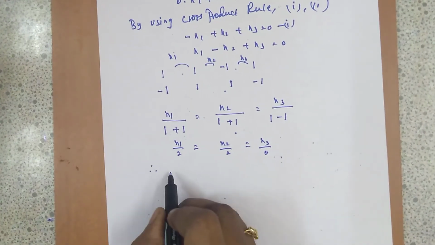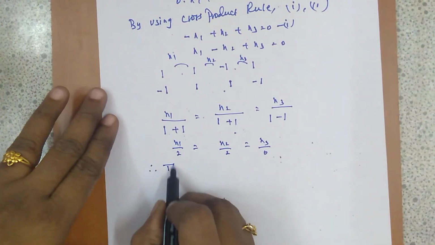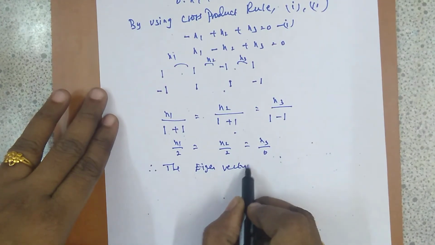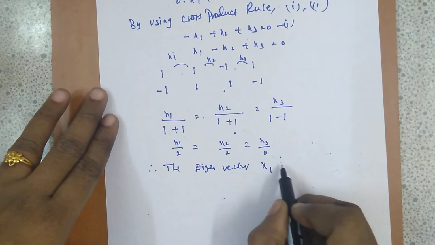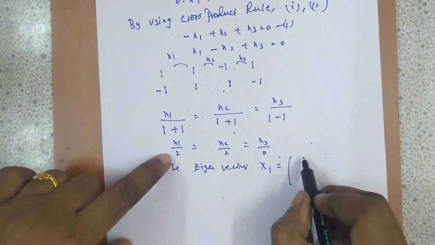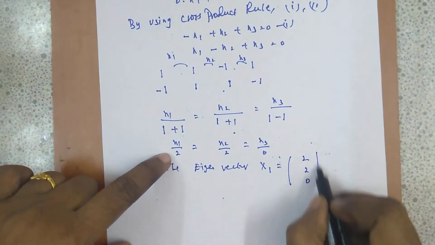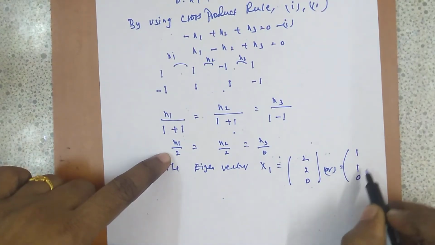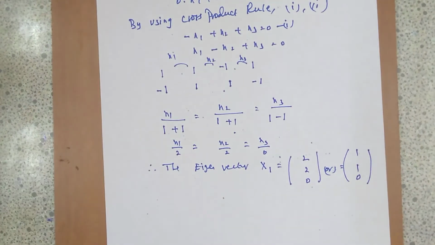Therefore the eigenvector capital X1 equal to, see here it is 2 2 0, or we can write it as x1 equal to 1 1 0. This is the first eigenvector. Next we are going to see the equal eigenvalues.